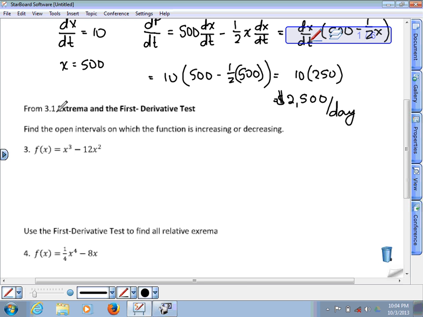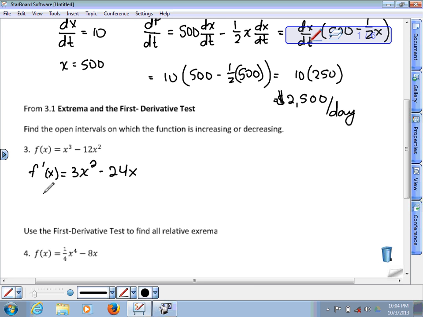So lesson 3.1 was using the first derivative as a means of finding intervals on which the function is increasing or decreasing. It had to do with the slope of the tangent line. If the first derivative yielded a positive value, that's a positive slope of the tangent line. That's an increasing interval of the function. And if the first derivative yielded negative values, that was indicative of a decreasing interval. So we take the first derivative, which is equal to 3x squared minus 24x.